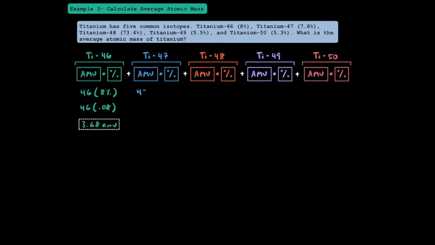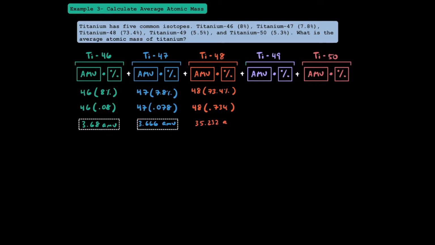For titanium-47, we're going to multiply 47 by 7.8%. Converting 7.8% to a decimal, this is going to be 47 times 0.078. This comes to about 3.666 AMUs. For titanium-48, we're going to take 48 and multiply that by 73.4%. Converting the percent to a decimal, we're going to multiply 48 by 0.734. This comes to about 35.232 AMU. For titanium-49, we're going to multiply 49 by 5.5%.